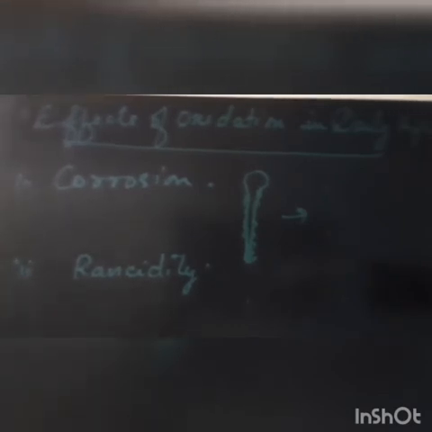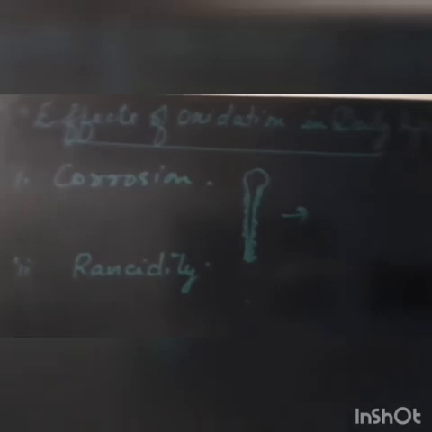Another example is black coating on silver. You have seen silver. After some days you can see that there is a black coating on it, and this is also an example of corrosion. Another example is green coating on copper. After some time you can see that there is a green color. You will say that it is fungi, but it's not fungi. This is corrosion of the metal.